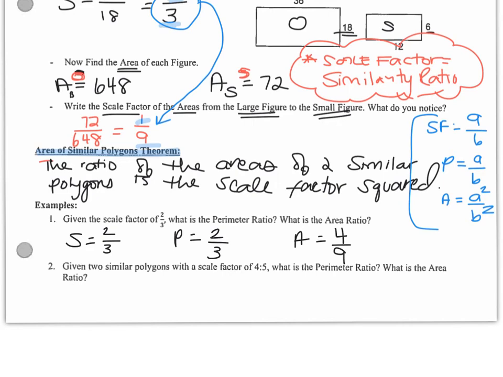If you look at the next one, given 2 similar polygons with a scale factor of 4 to 5, that means S equals 4 over 5. What is the perimeter ratio? What is the area ratio? So what do you know about the perimeter ratio? It's 4 over 5. What do you know about the area ratio? 16 over 25. All right, go ahead and flip your paper.